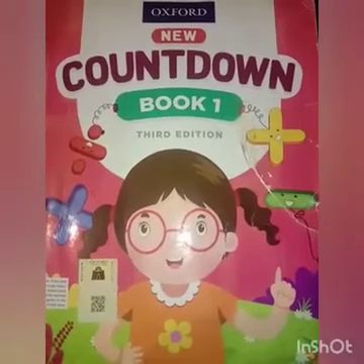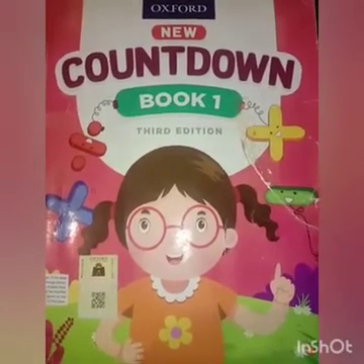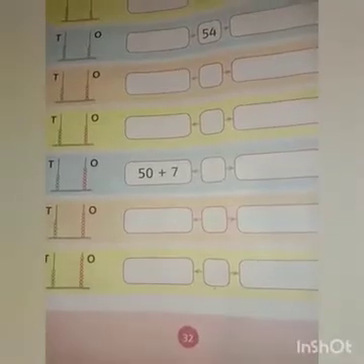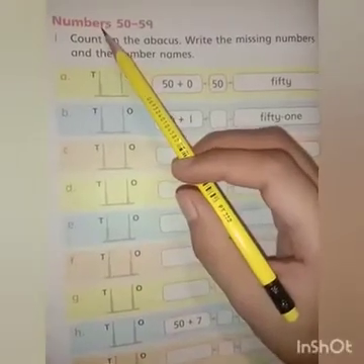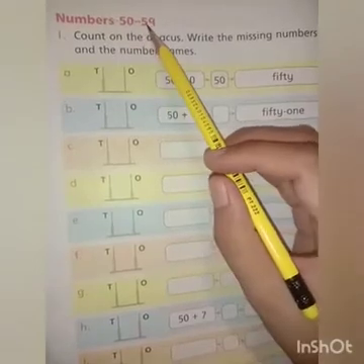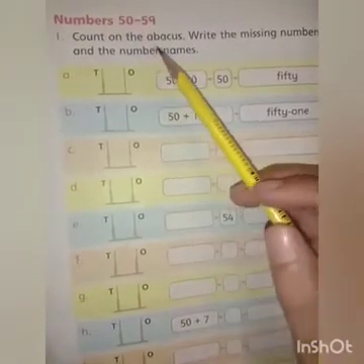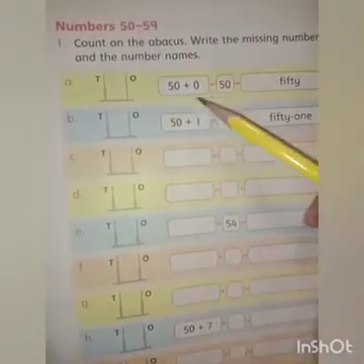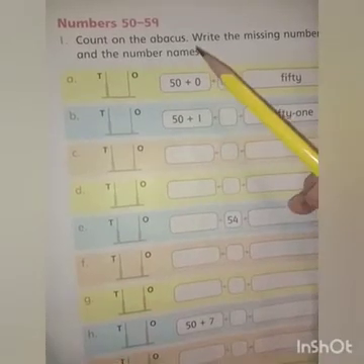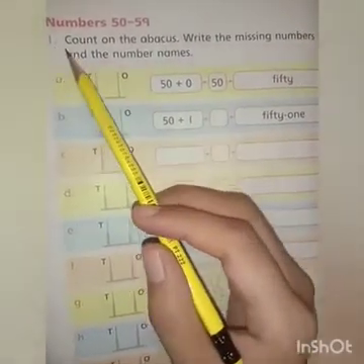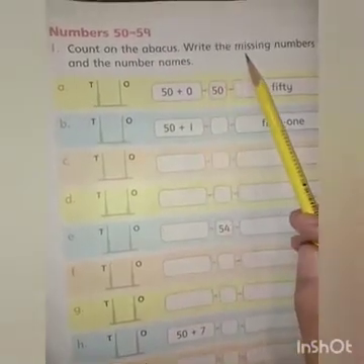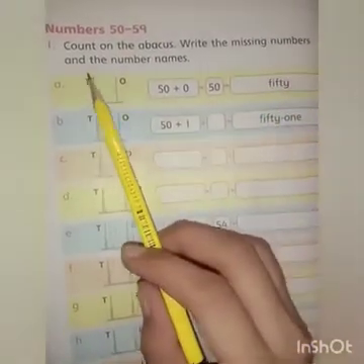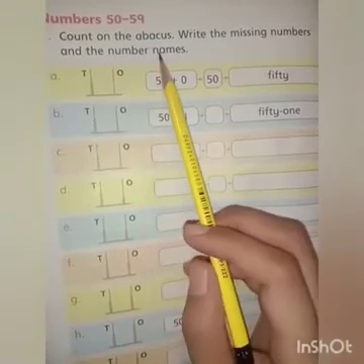Today we are going to do our next page, number 32. On page 32, here we have numbers 50 to 59. Students, on this page we will learn about numbers from 50 to 59. Here we have question number 1, and the question is: count on the abacus. Write the missing numbers and the number name.